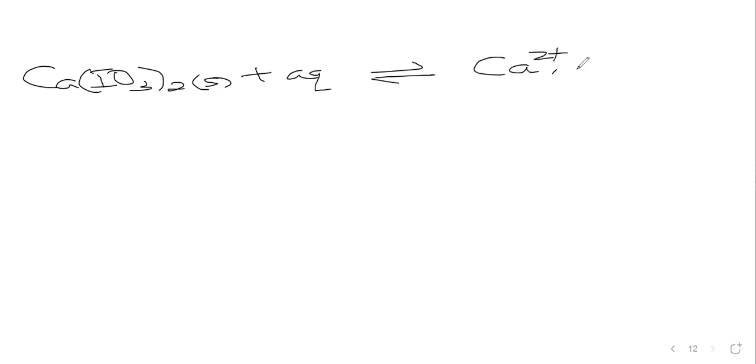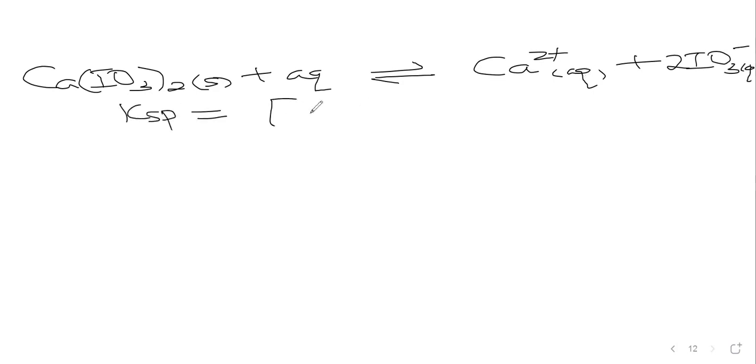You say calcium iodate is sparingly soluble, so it must give us calcium ions and 2 iodate ions. Then get a KsP expression as calcium ions into iodate ions squared. Now, according to our question, we have the KsP of calcium iodate. Am I clear?